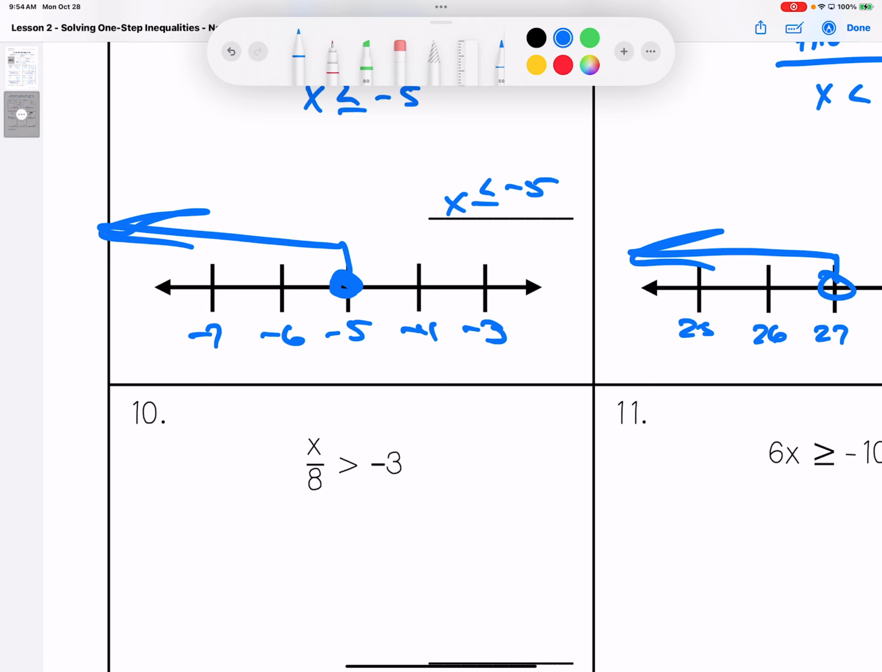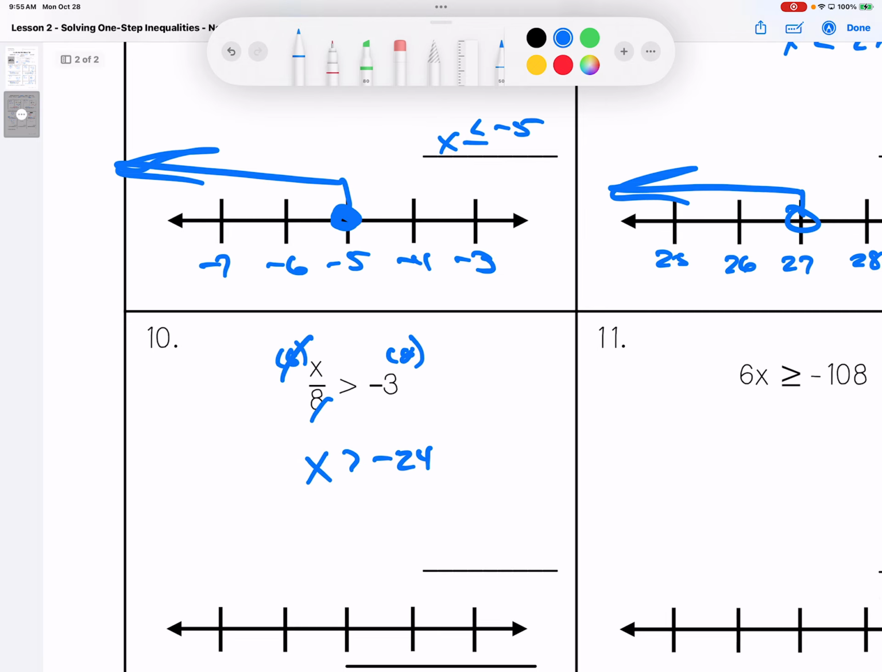X divided by 8, so I need to undo that, so I'm going to multiply. Those go away. I'm left with x equals negative 24. Okay, coach. I multiplied by a negative. Well, you didn't do both sides. That negative was already over there, so you didn't unbalance the equation any. It's only when you multiply a negative on both sides. So x is greater than negative 24.